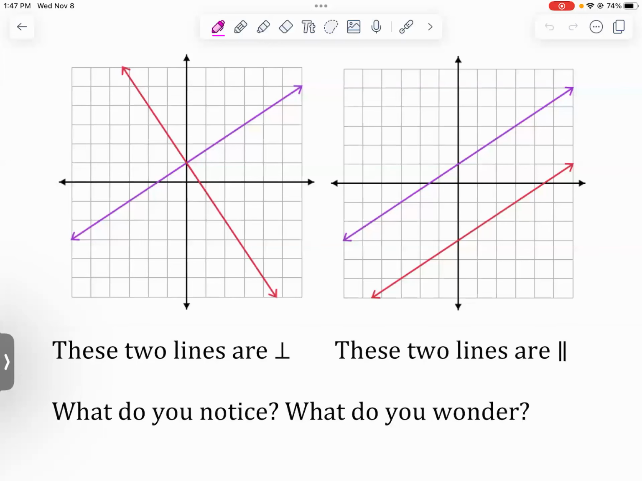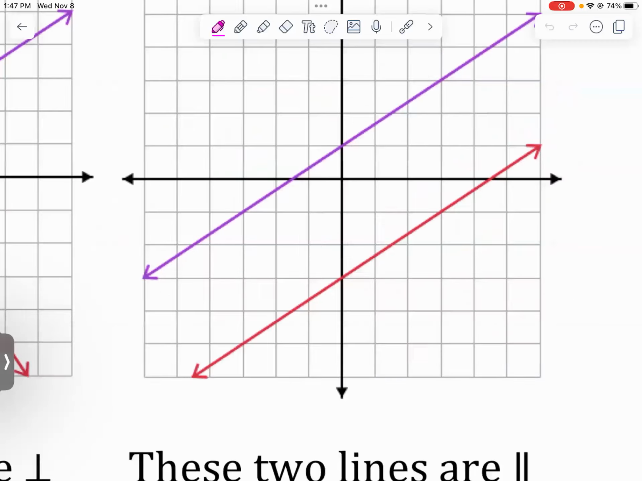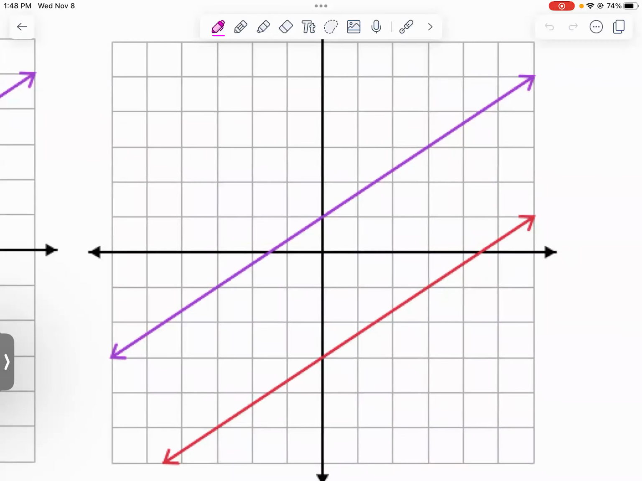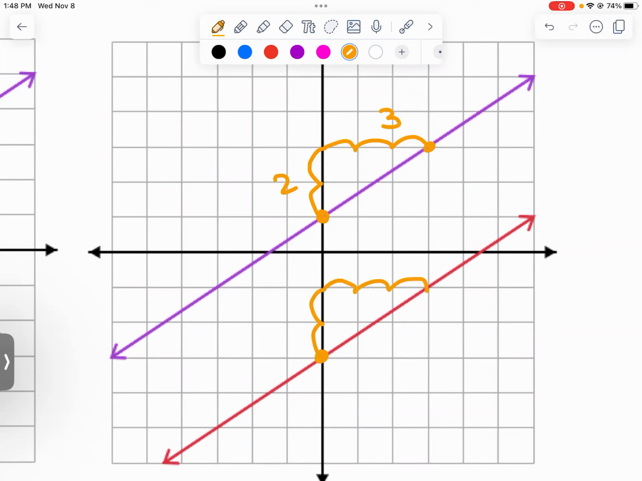The turn. What do you notice about the two lines that are parallel? Henry. Yeah. Okay, let's count. Here's a coordinate, here's a coordinate. So up 2 over 3. Here we're up 2 over 3. So each of these have a slope of 2/3. Okay, so Henry is saying that parallel lines have the same slope.